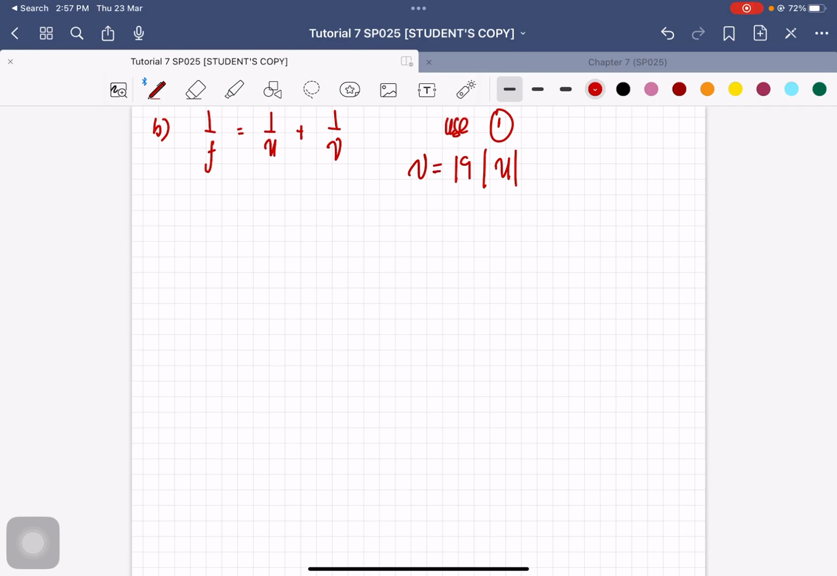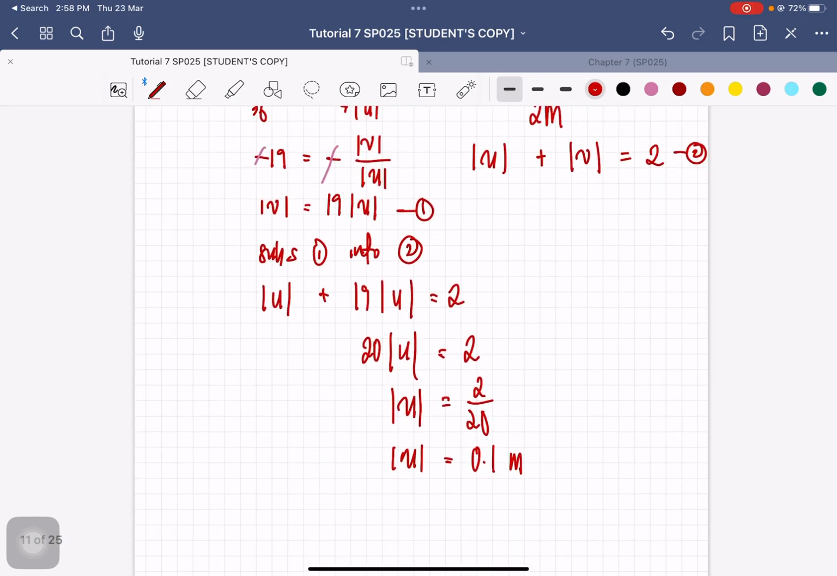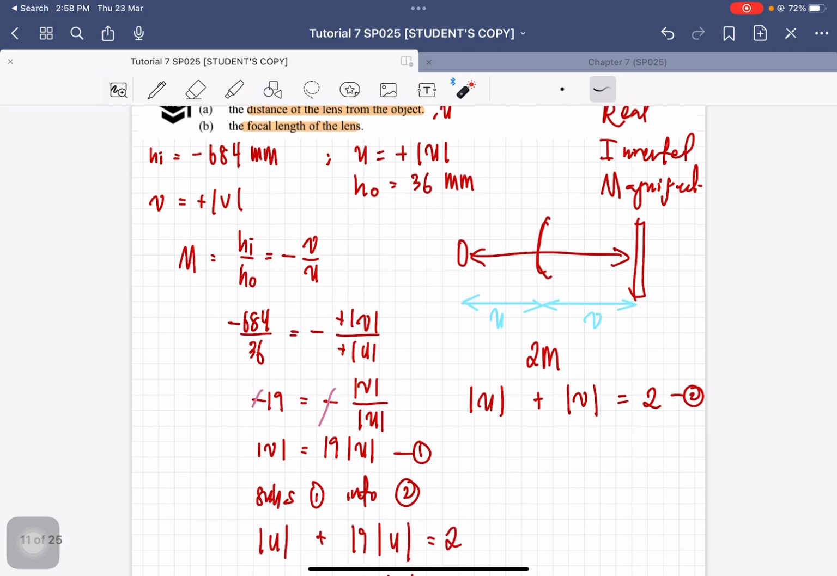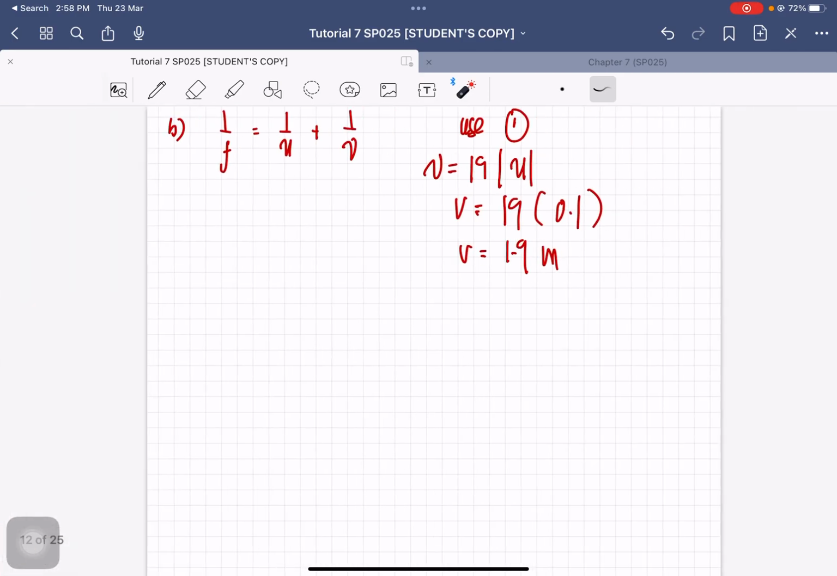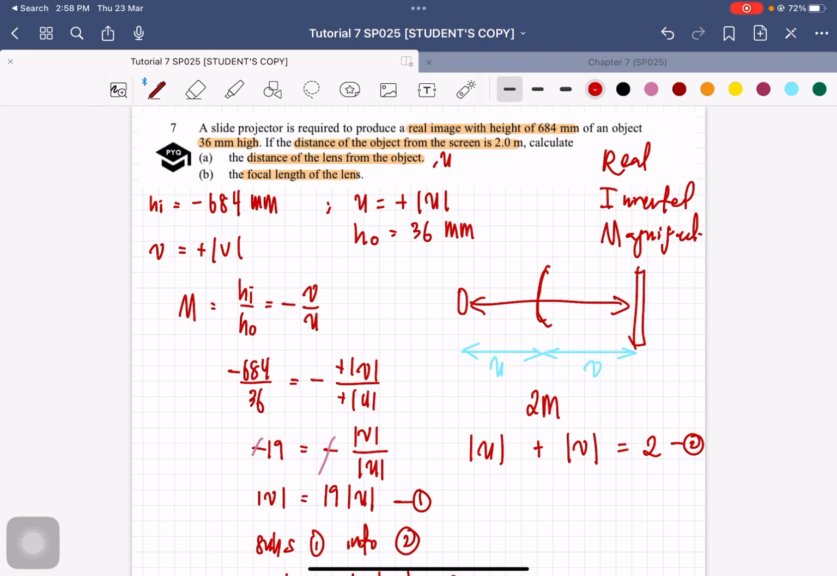So you just have to substitute 0.1 here, and you'll get the image distance to be equal to 1.9. Is it centimeters or meters? It should be meters, because the millimeters here cancel out, and the 2 meters, so we are using meters now. From there, you substitute into this equation: 1 over 0.1 plus 1 over 1.9, telling you that the focal length is going to be equal to 0.095 meters. That is the focal length for this question, and that is all for question number 7.